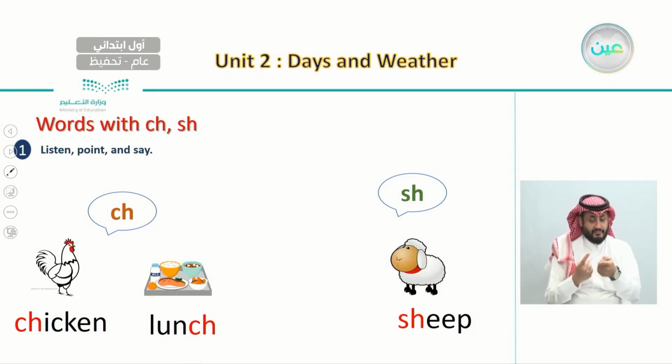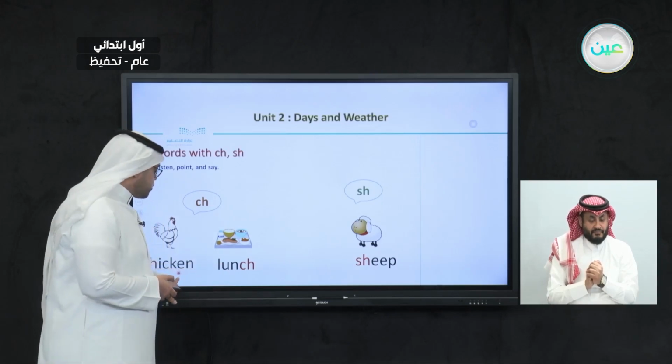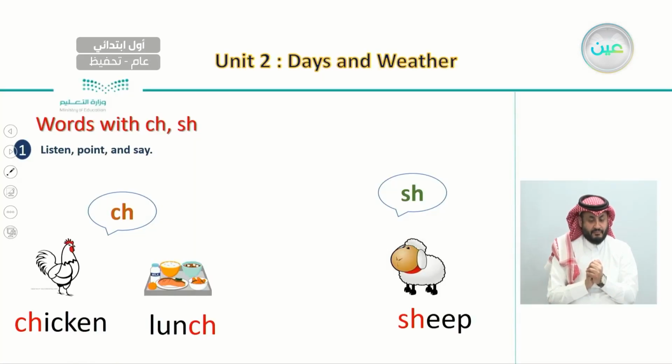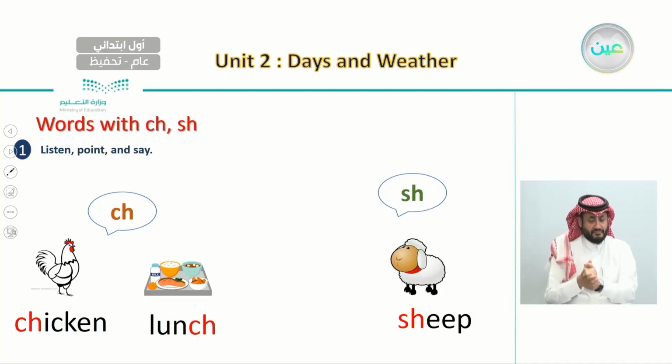So here we have three examples. The first two examples have the ch sound. The first word starts with this sound, which is chicken. Chicken. And the second word ends with this sound, which is lunch. Lunch. Now, the other word that has the sh sound is the word sheep. Sheep. Very well. Now we're going to practice more of these words that have the ch sound and the sh sound.